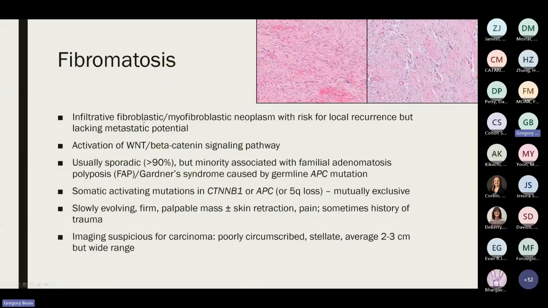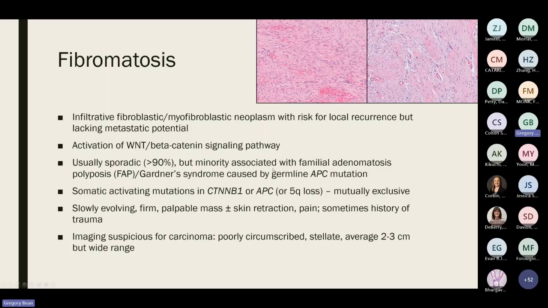This is an infiltrative fibroblastic myofibroblastic neoplasm with risk for local recurrence, but lacking metastatic potential. It shows activation of the Wnt beta-catenin signaling pathway. Most of these cases are sporadic, but a minority are associated with familial adenomatous polyposis or Gardner syndrome, which is caused by a germline APC mutation. You can see somatic activating mutations in the gene for beta-catenin or APC. You always see either one or the other, but not both.